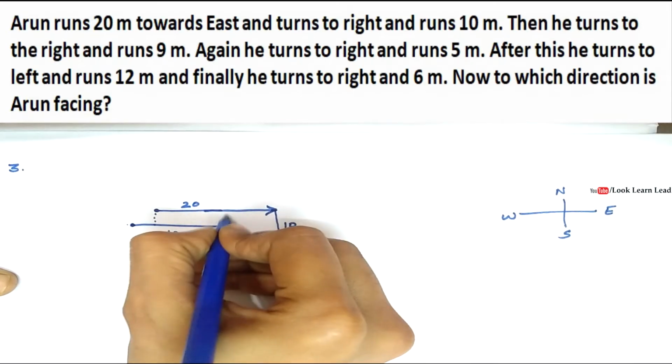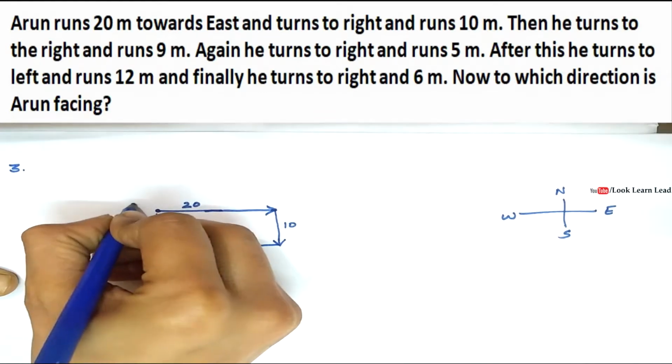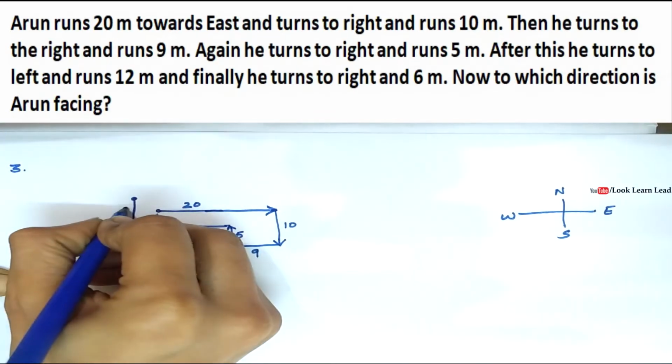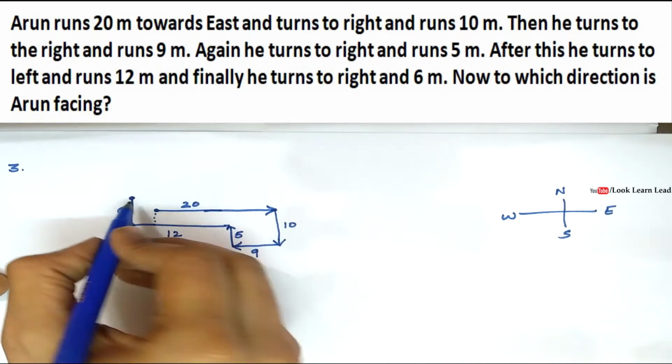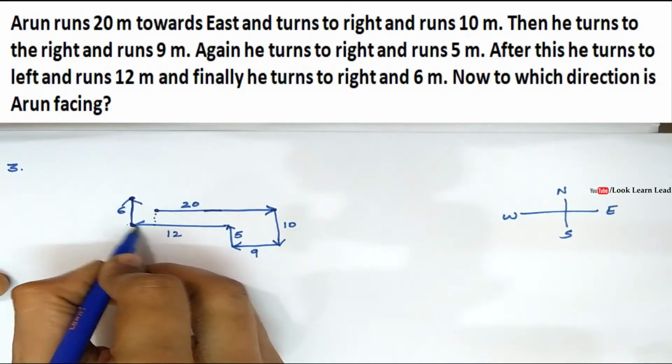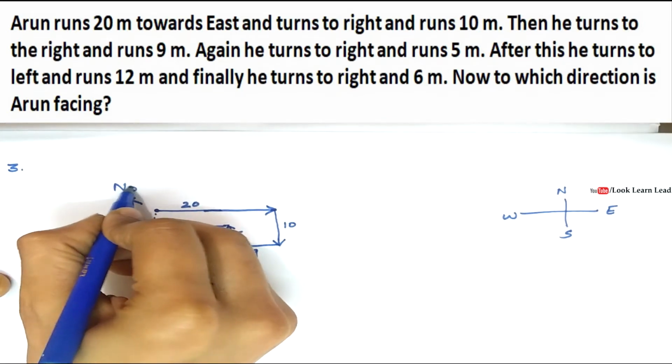He runs 6 meter. Now in which direction is Arun facing? We are seeing that in which direction he is facing. So he is facing which direction? North.